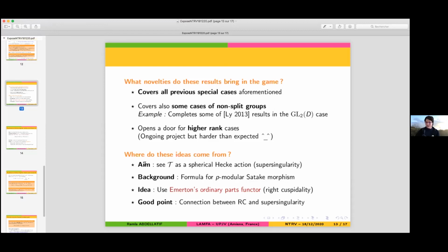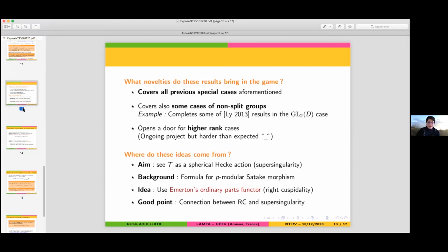So just so that you know where the idea comes from: if you look at the GL2 paper, Paskunas' paper, you see that this curly T operator is strongly related to a Hecke action. So you want to see curly T as a spherical Hecke action in some sense, okay? And this is what is related to supersingularity. The formula of curly T, if you know a bit about the mod p Satake homomorphism I mentioned earlier, is really appealing in that direction. You really feel that it should be related.